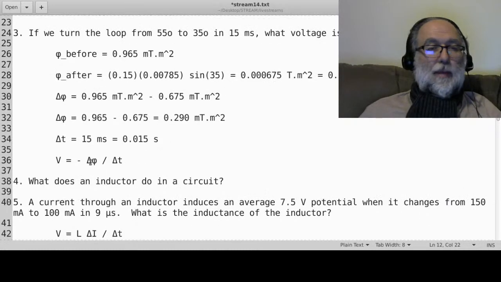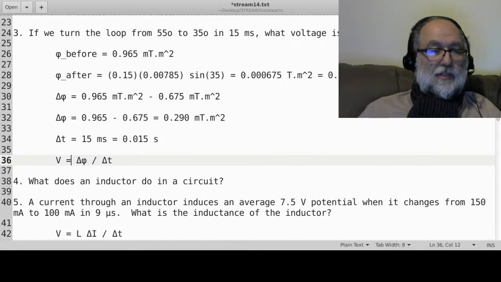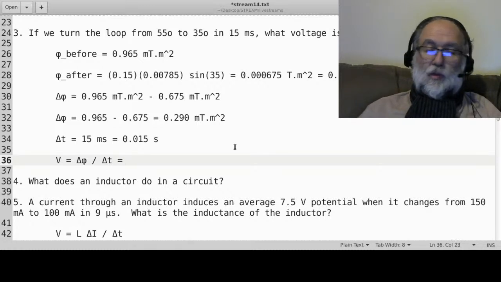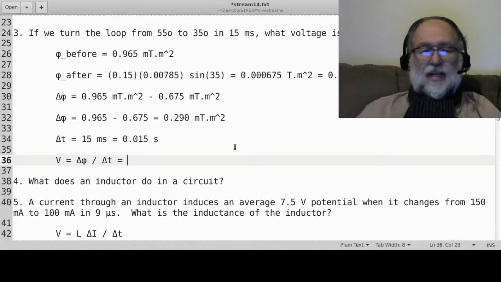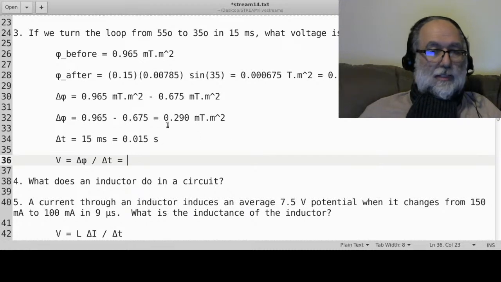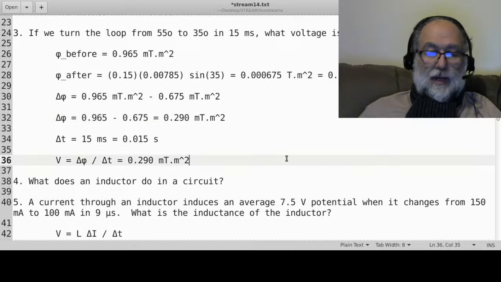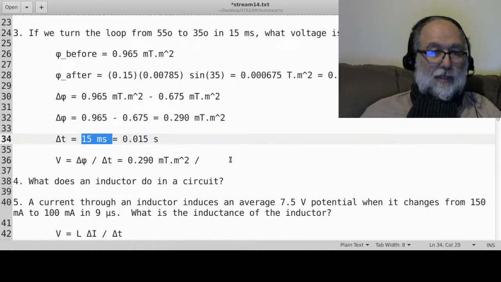And if we're just worried about the magnitude, again, don't worry about that negative sign. We're not worried about the direction of the volt, like which side is positive and negative. Okay, it's just going to be this number here divided by, actually, you know what? I didn't even have to convert this to seconds. I could just divide by 15 milliseconds.